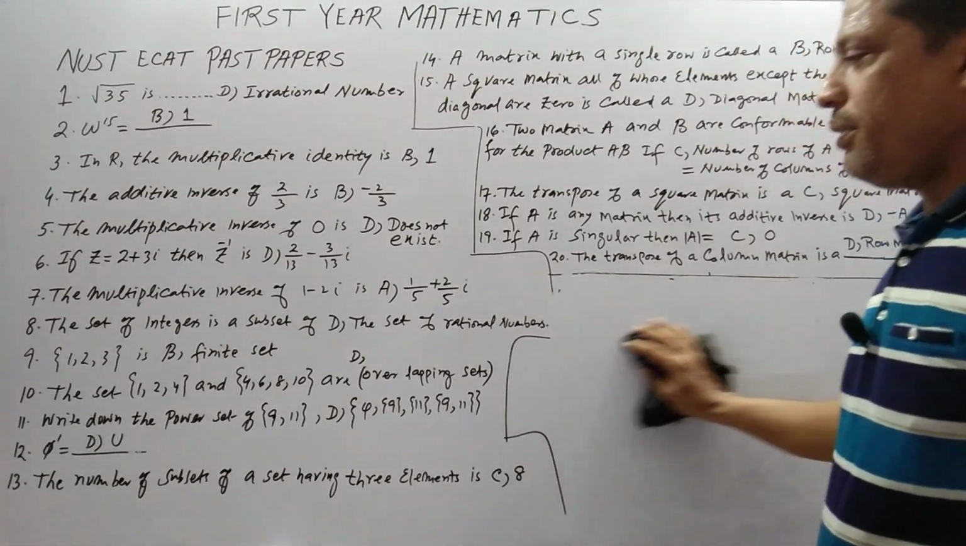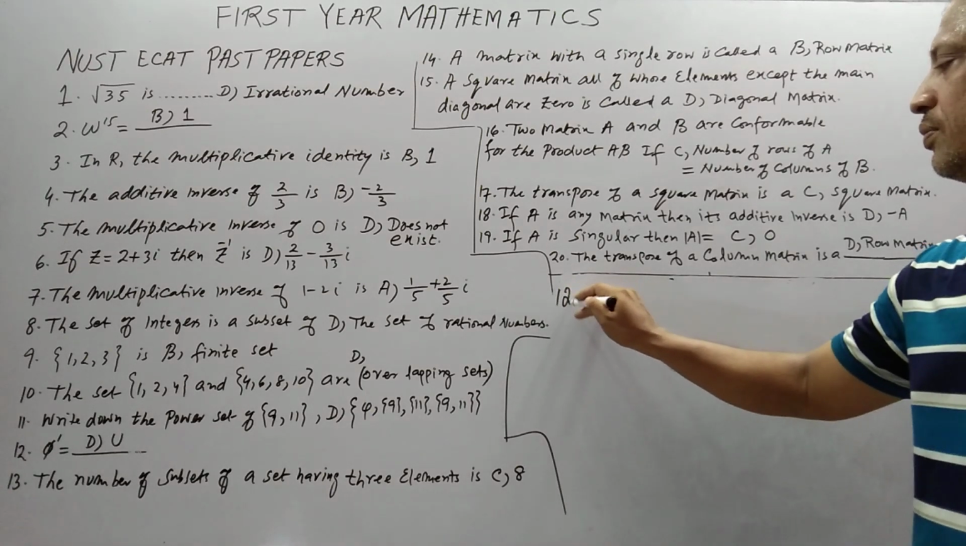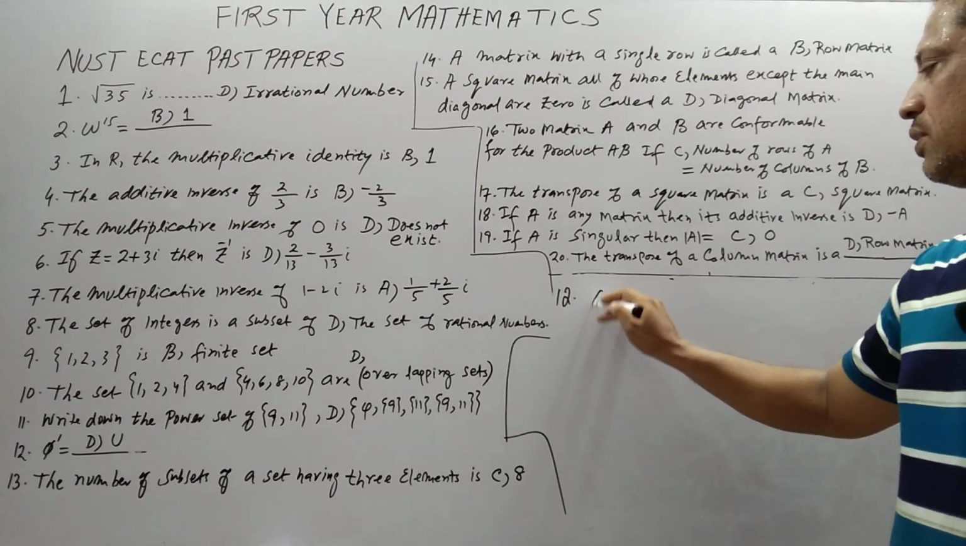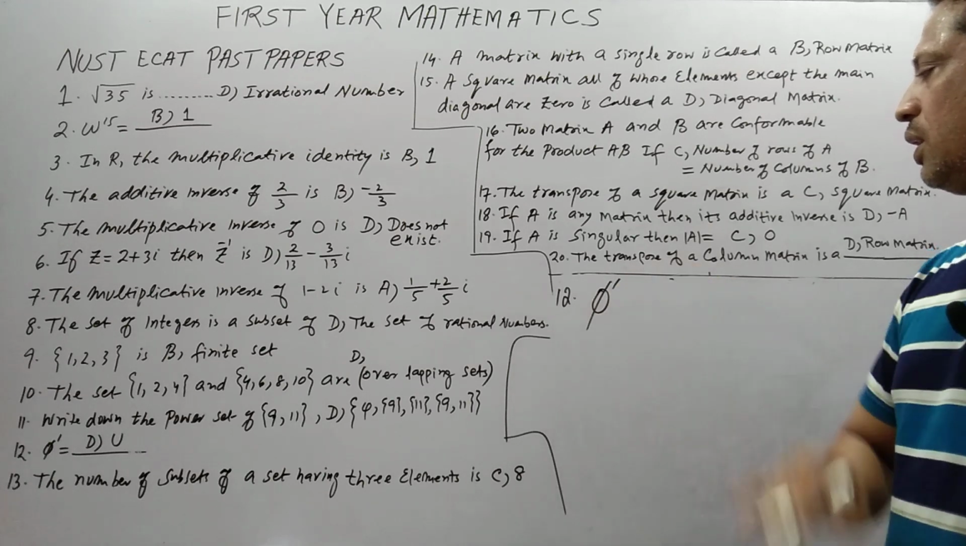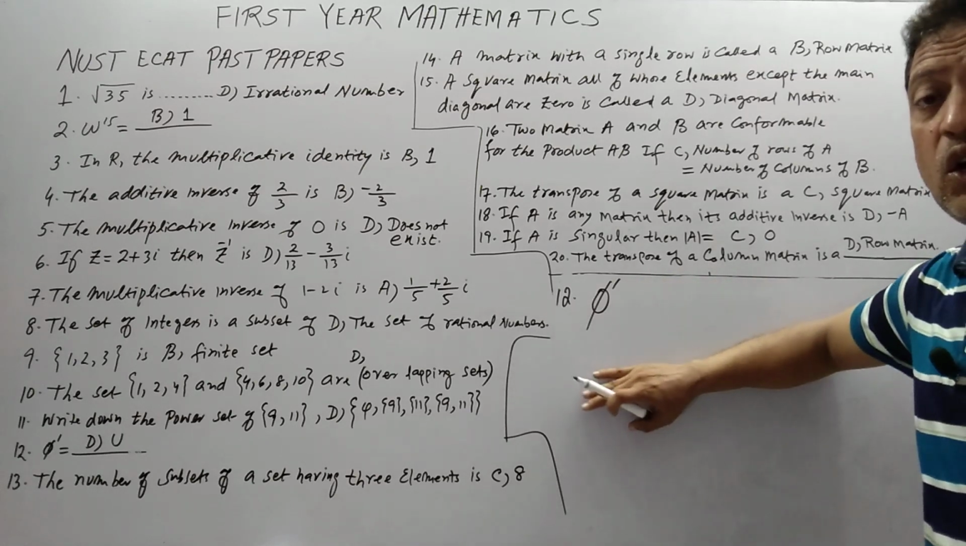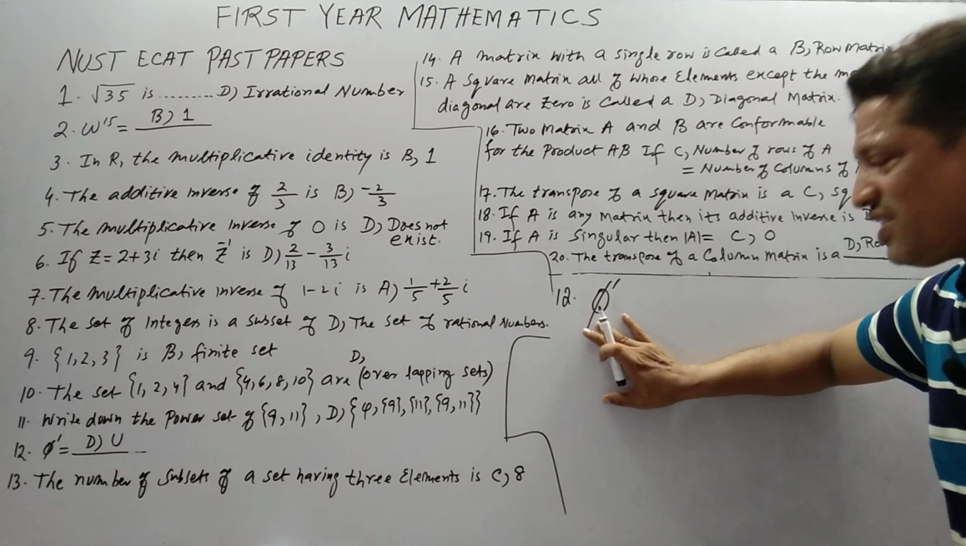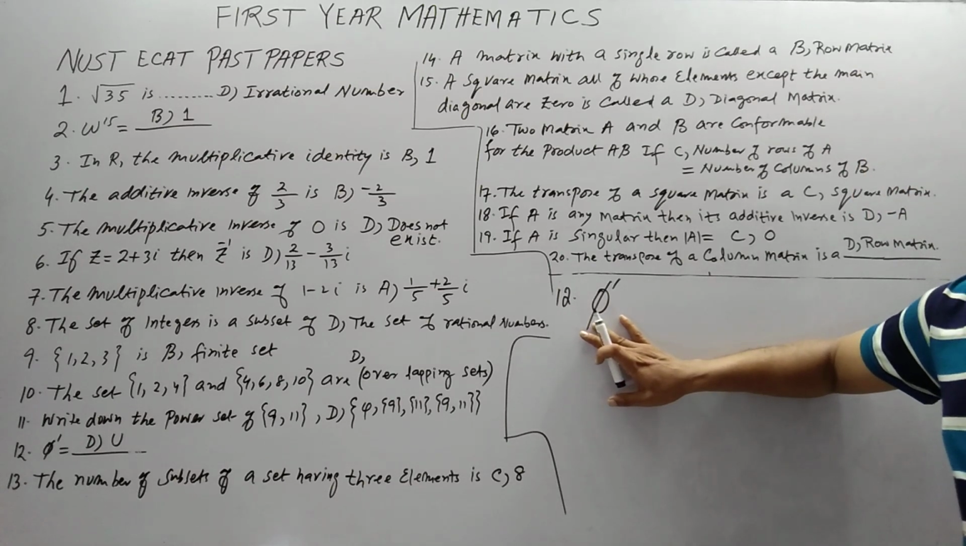Come to question number 12. Question number 12 is null set complement. What is the meaning of complement? Complement means subtract the given set from the universal set.